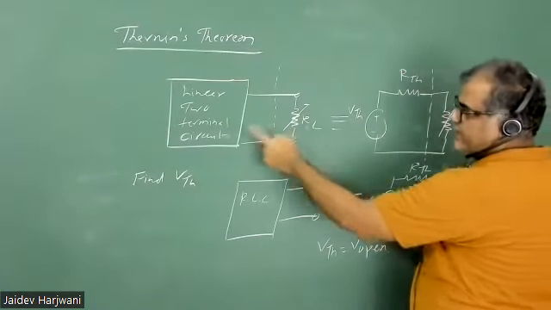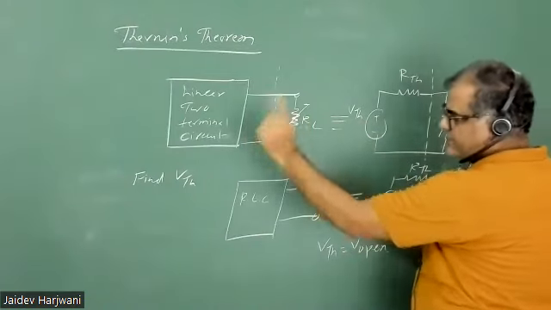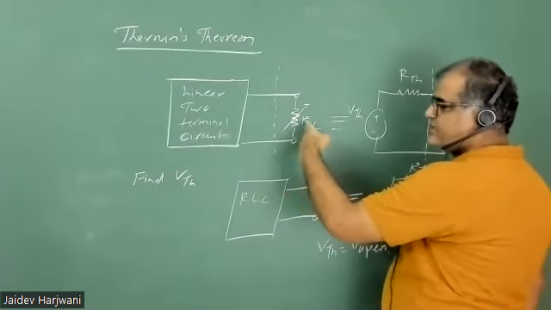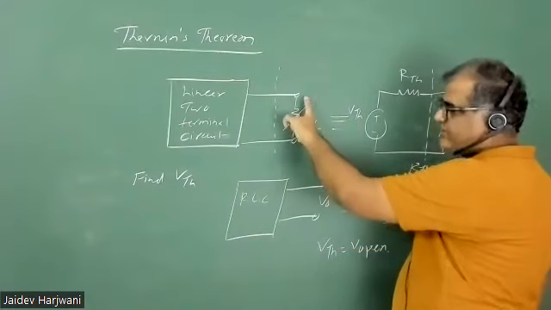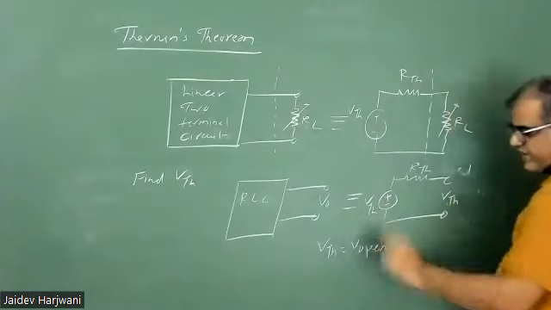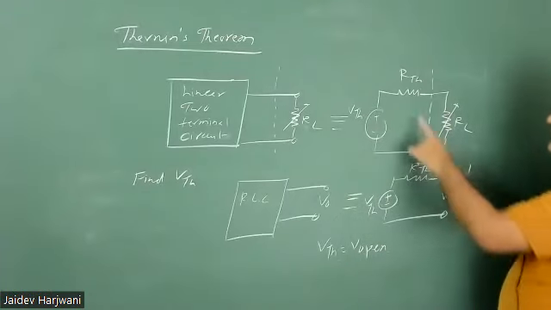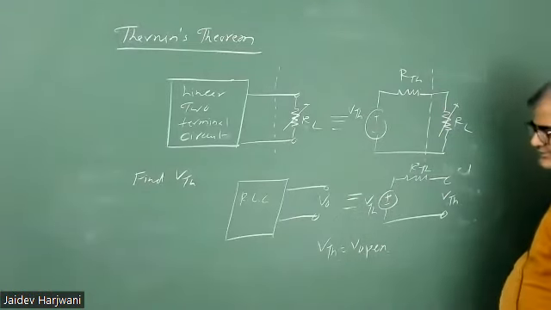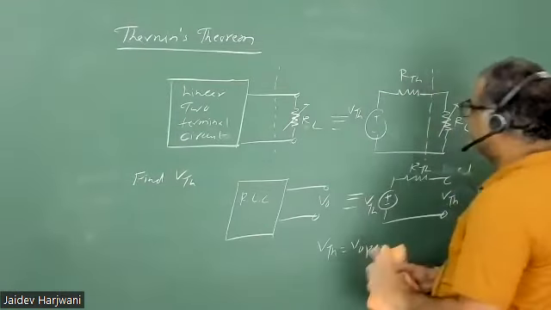First I need to find the VThevenin, and VThevenin is nothing but the open circuit voltage. How much voltage is coming across the R, that is your open circuit voltage. So this way you can find the V open. Next, I want to find R Thevenin. If I want to find R Thevenin, what should I do?